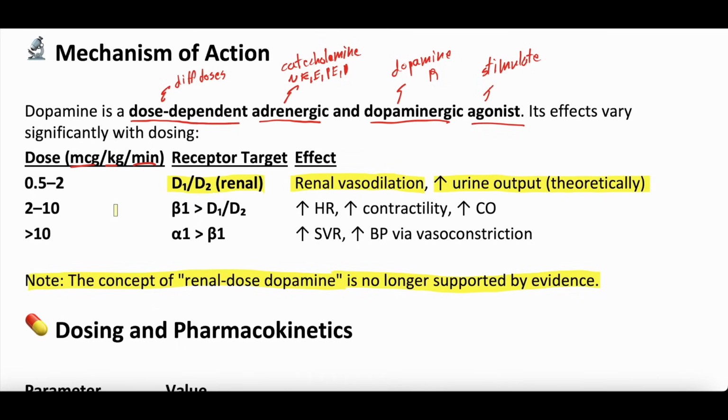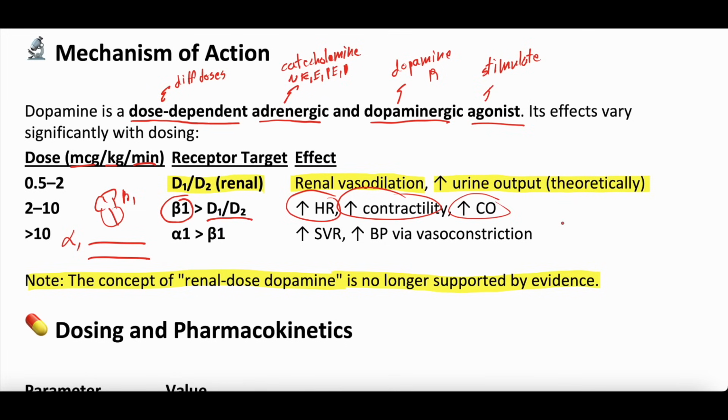A little bit above that is 2 to 10 micrograms per kilogram per minute. And this is where it starts to act more on beta-1 receptors. As we've talked about in previous episodes, beta-1 receptors act on the heart, right? So the heart has beta-1 receptors, whereas alpha-1 receptors act on the blood vessels, which we'll get into. So at 2 to 10 micrograms per kilogram per minute, it primarily affects beta-1 receptors. It still has some dopamine D1 and D2 receptor effects. But the beta-1 receptors being in the heart do increase heart rate and increase contractility, which then increase cardiac output.